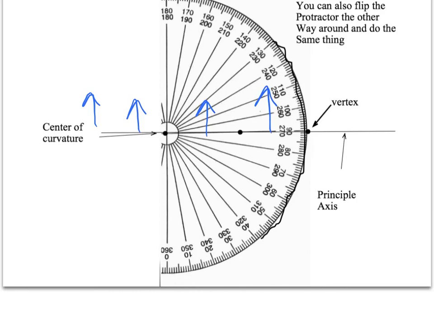So all these ray diagrams, guys, this is something that nobody should miss on the test. This is something you can practice till the cows come home.